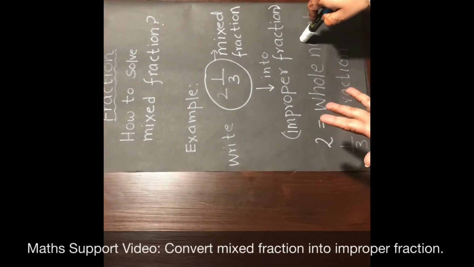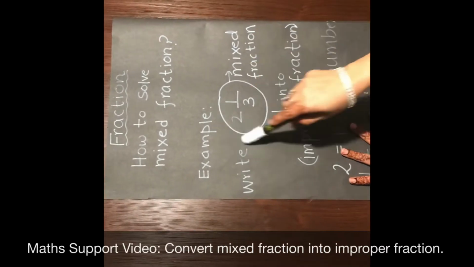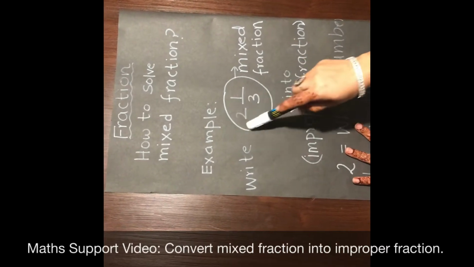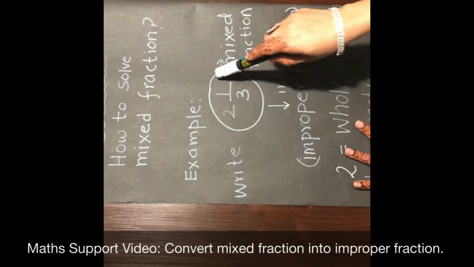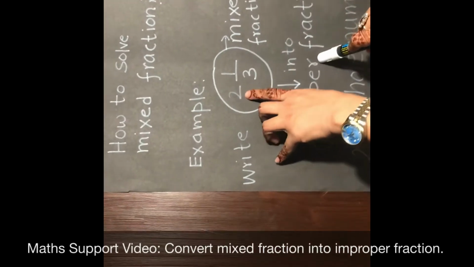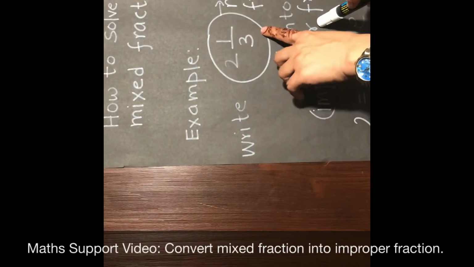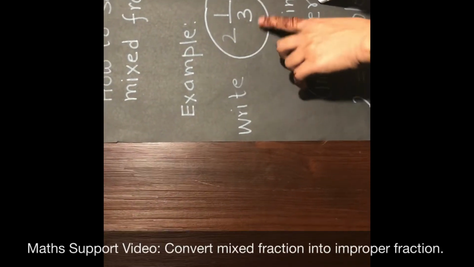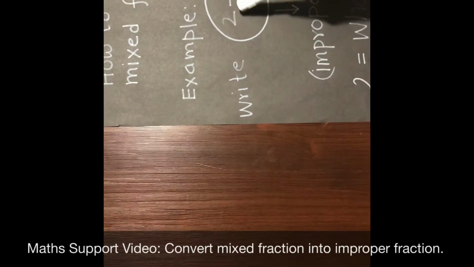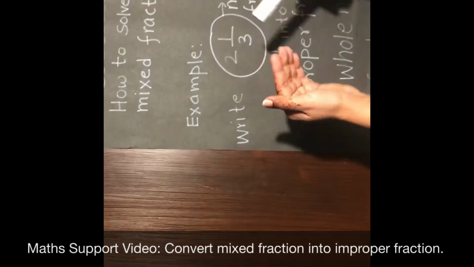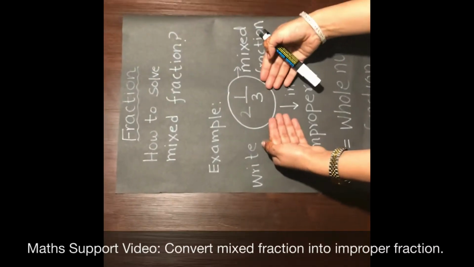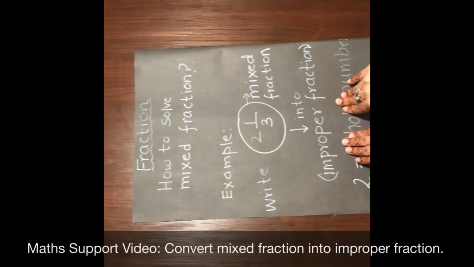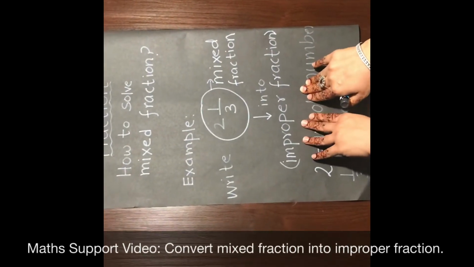So a mixed fraction is basically a fraction where we have a whole number along with the fraction. We can say it's 2 and 1/3. 2 and 1/3 doesn't mean that we are adding 2 plus 1/3. No, it's 2 and 1/3. Now, how to convert this mixed fraction into an improper fraction? That's what I'm going to explain.